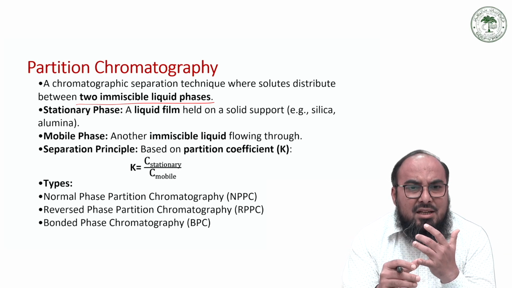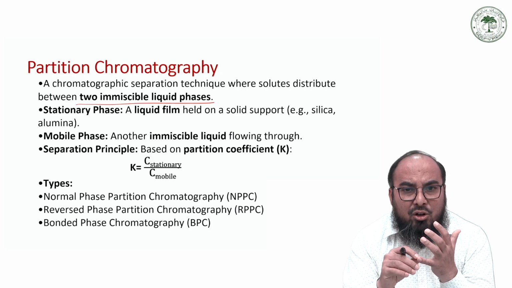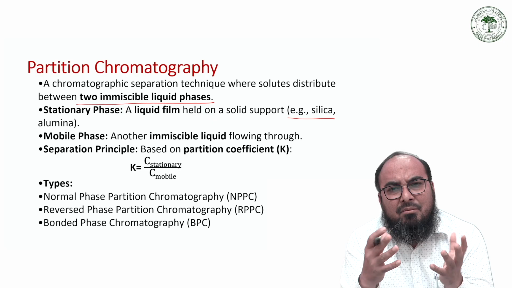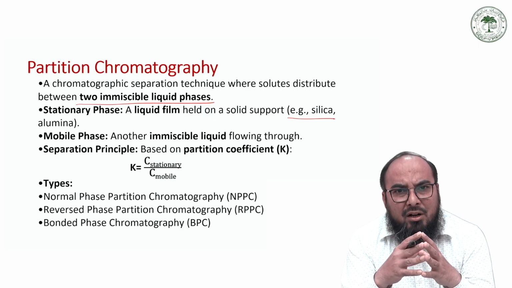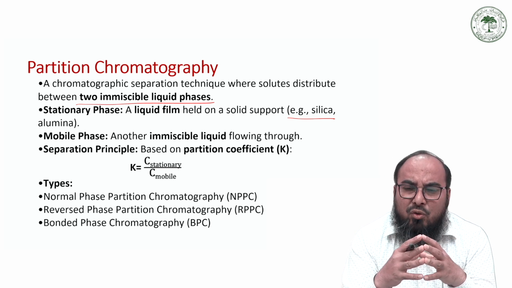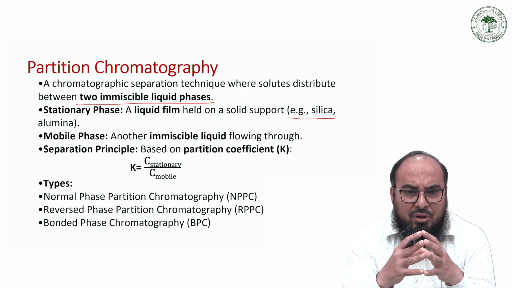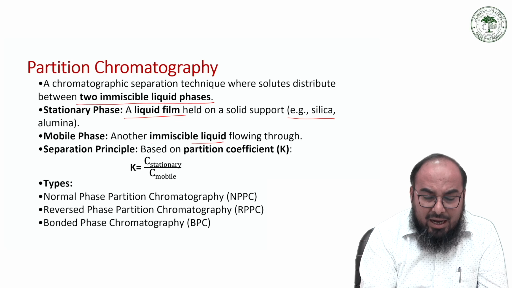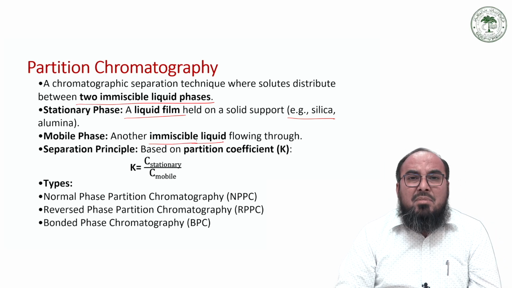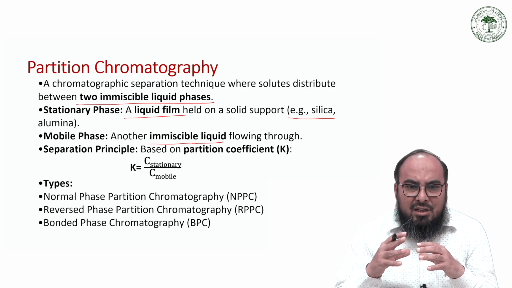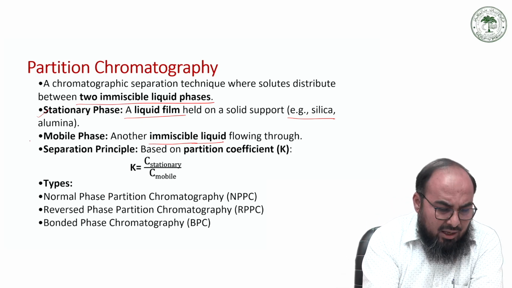So here there is a stationary phase, which is a liquid film held on a solid support, and the solid support may be silica, alumina, or some sort of polymer, for example polyethylene glycol if you want a very polar type of support. So here the stationary phase is a liquid and the mobile phase is another liquid, and these two liquids should not be miscible, that is, they should not dissolve. And here the separation occurs between the stationary phase and the mobile phase.